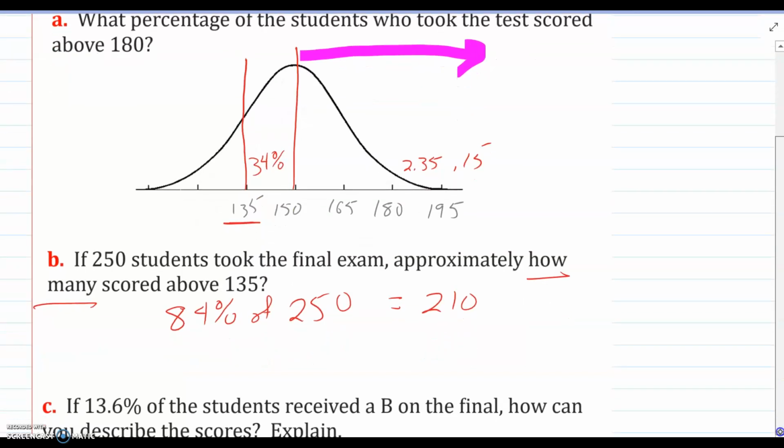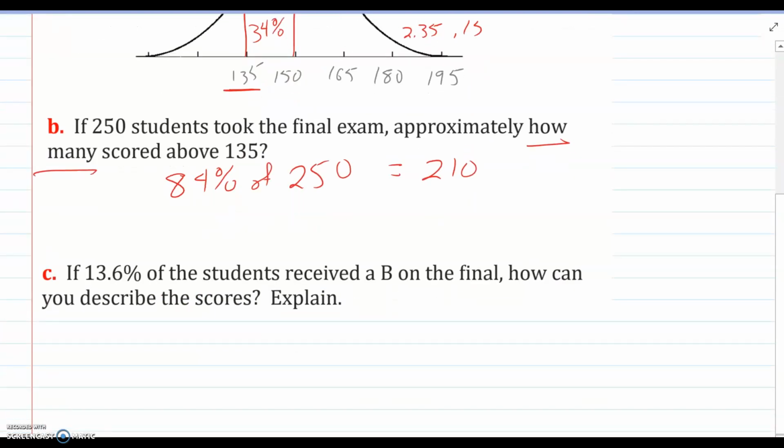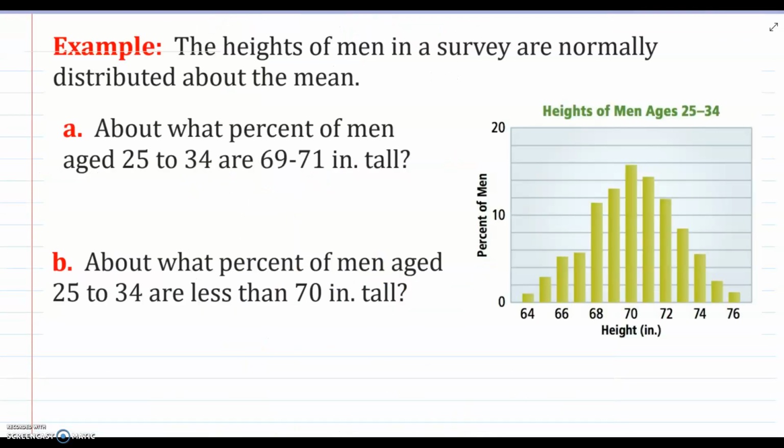Okay, same question. If 13.6% of the students received a B on the final, how can you describe the scores? Okay, what scores do B's lie between? Go ahead and fill in your percentages and see if you can figure out where it is. Okay. This is not my favorite question, but I'm hoping that 13.6 looks an awful lot like the 13.5, so I'm going to say anybody that got between a 165 and a 180 are probably the ones that got the B's.